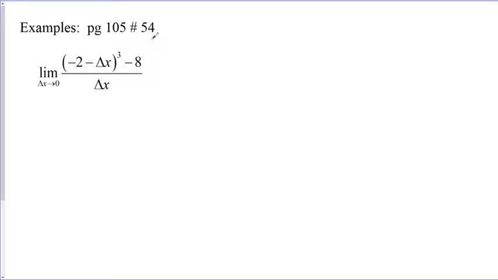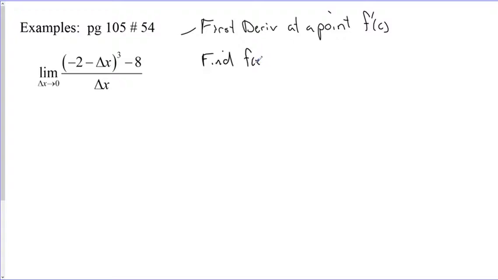Page 105, number 54, it says that it wants you to take this expression and say that this is the first derivative at a point. So that is essentially f prime of c at a point, some constant c. So it wants me to find f of x. They just say it's f. They want me to find the function, and then they also want me to find c.